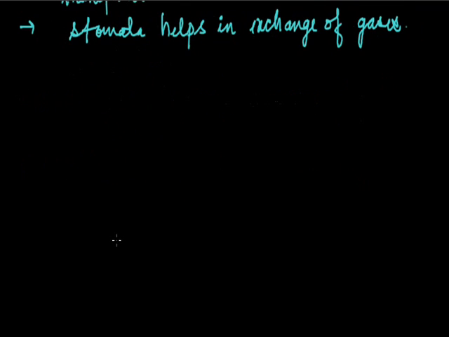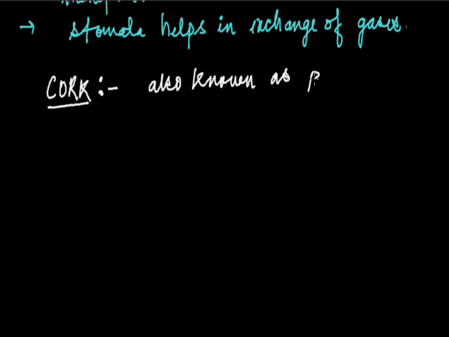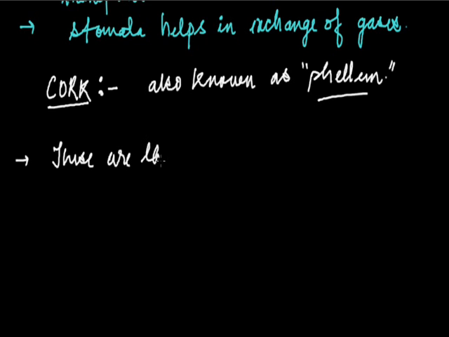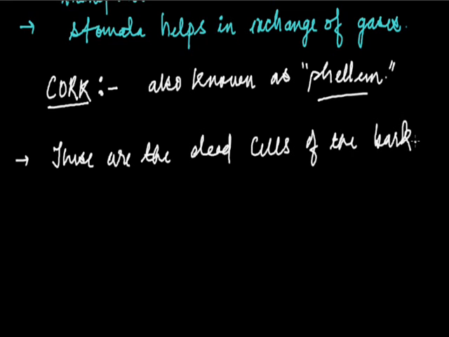Now we have to discuss the cork. Cork is also a protective tissue. What is cork? It is present in older roots and stems. Tissues at the periphery become cork cells or phellem. This cork is also known as phellem, and these are the dead cells of the bark. These were the tissues that were discovered for the first time by Robert Hooke.